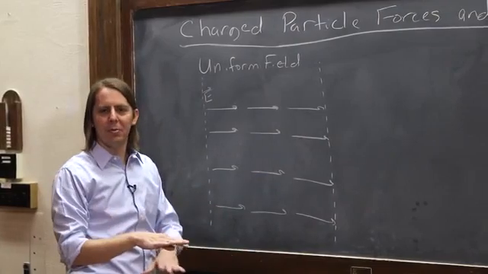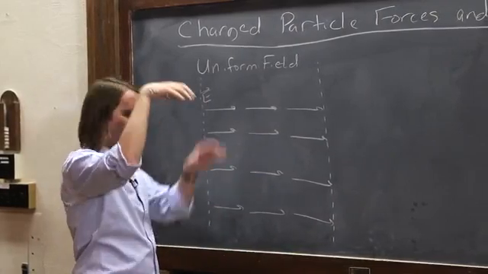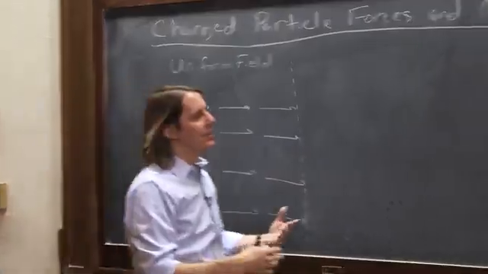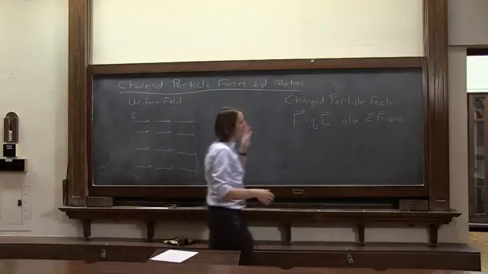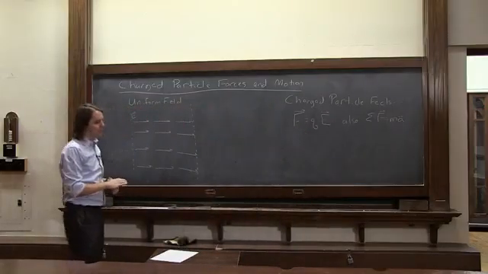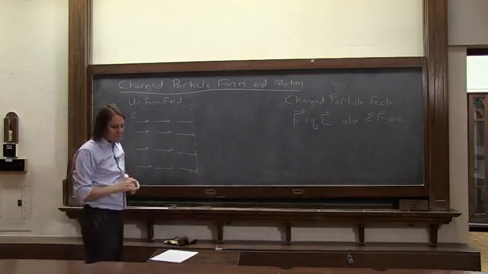A uniform field is an interesting case because it's just like a gravitational field when you're near the surface of the Earth. When you're throwing a ball and you have gravity always pulling down at some acceleration, that's basically what you have with a uniform field. It's always pushing the charge in one direction. So let's do an example problem just to get an idea.